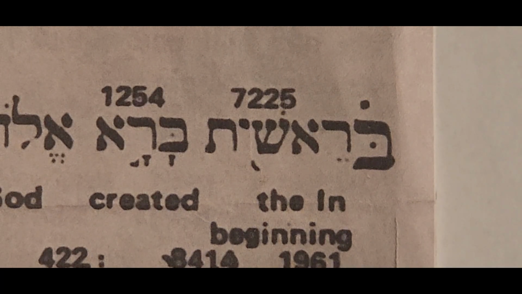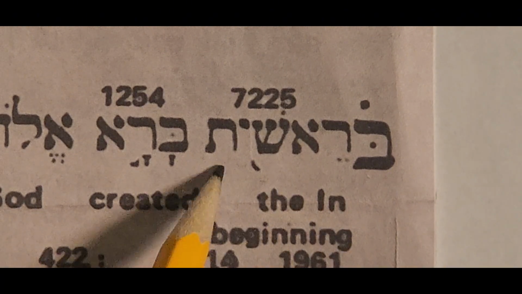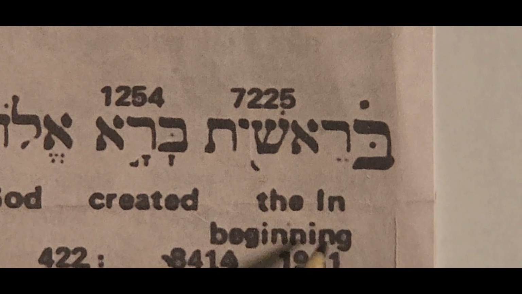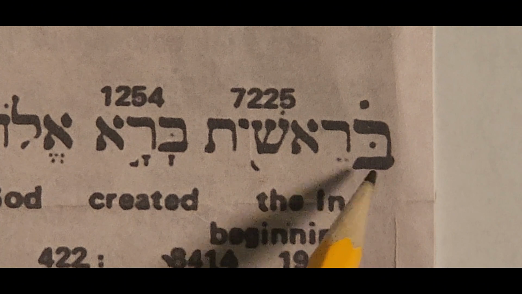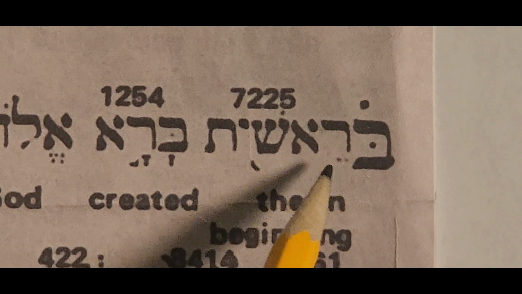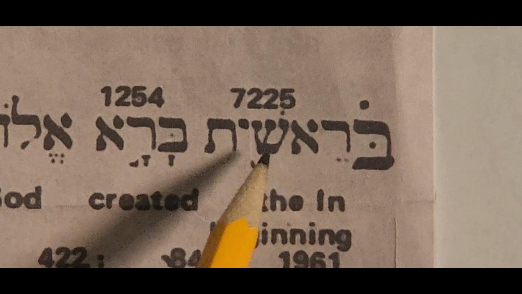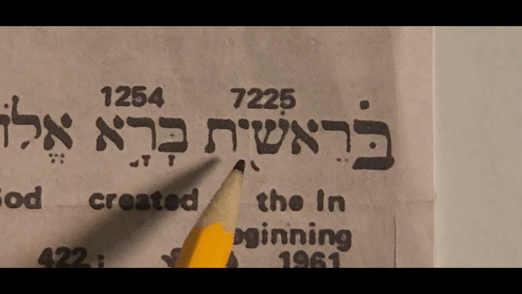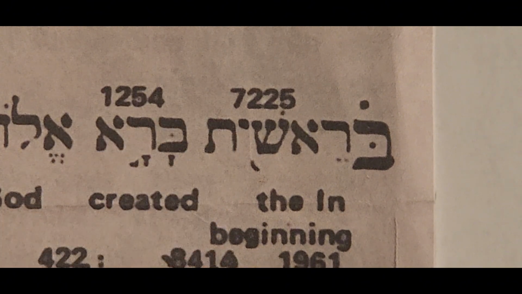Here we have the word Bereshit, which we have translated as in the beginning. It consists of Bet, Resh, Aleph, Shin, Yod, Tav. Bereshit.